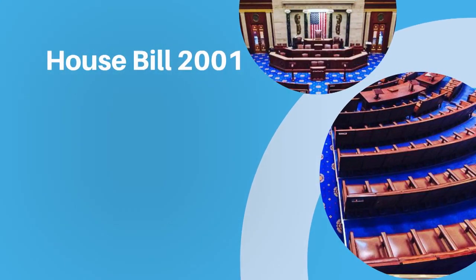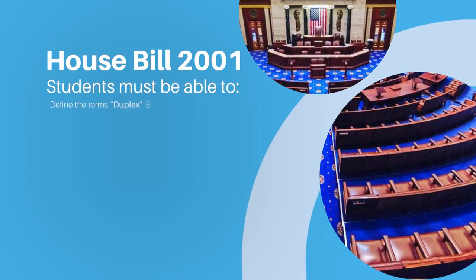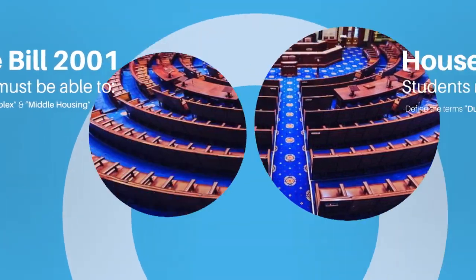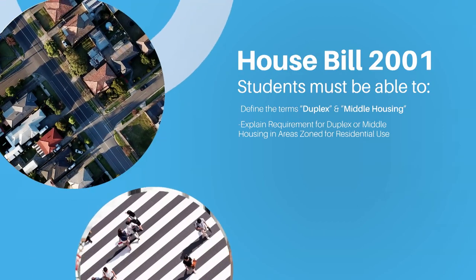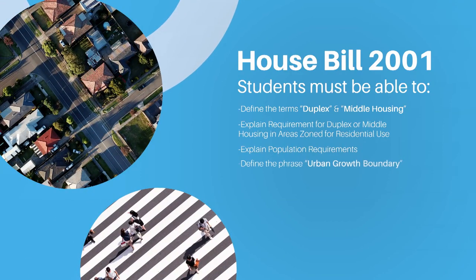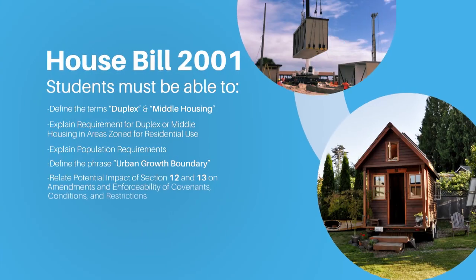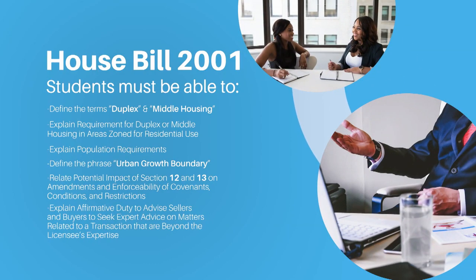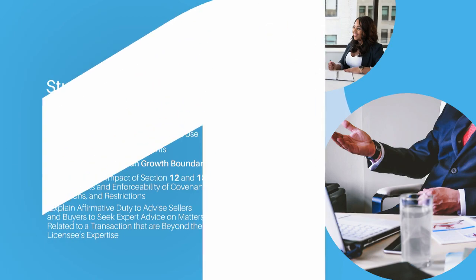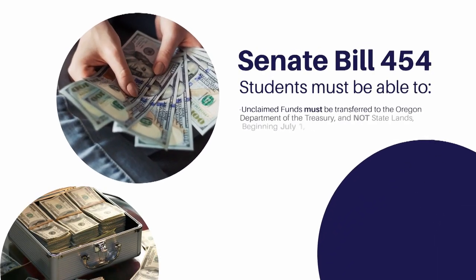First, for House Bill 2001, students must be able to define the terms duplex and middle housing, explain the requirement for duplex or middle housing in areas zoned for residential use, explain population requirements, define the phrase urban growth boundary, relate the potential impact of Sections 12 and 13 on amendments and enforceability of covenants, conditions, and restrictions, and explain the affirmative duty to advise sellers and buyers to seek expert advice on matters related to a transaction that are beyond the licensee's expertise.